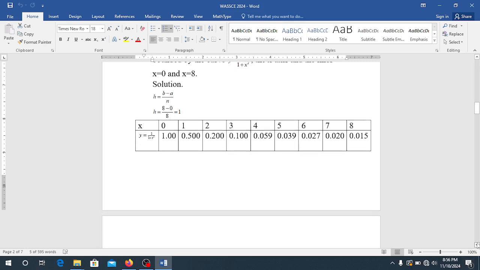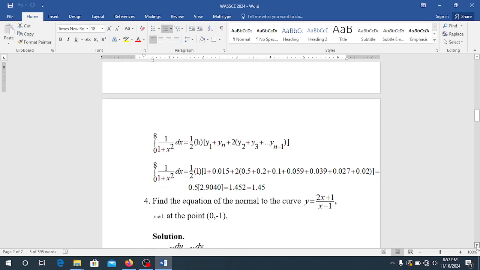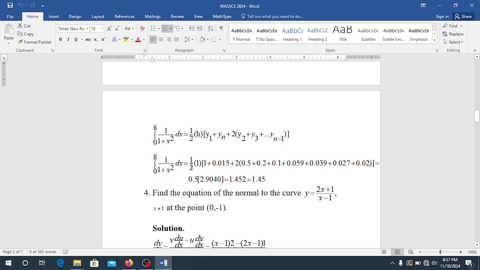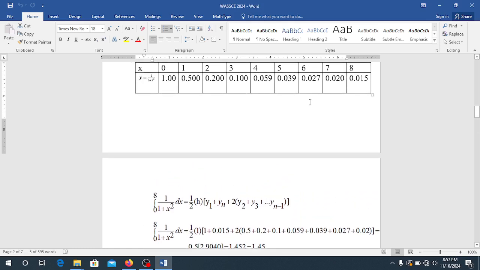Now, what is the trapezium rule? The trapezium rule is stated here: half h, the first term plus the last term, plus 2 times the sum of the rest of the terms. So now half h is 1, our first term is 1. I'll go back to the table for you to see. Our first term is 1, and our last term is 0.015. So you will see that here.